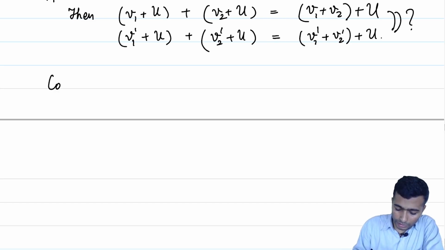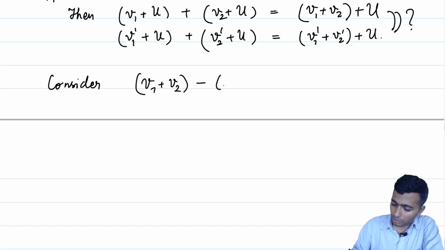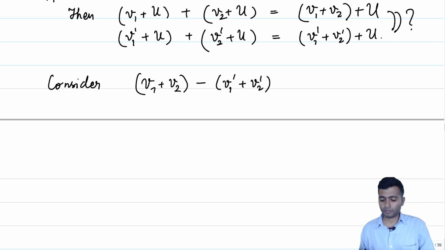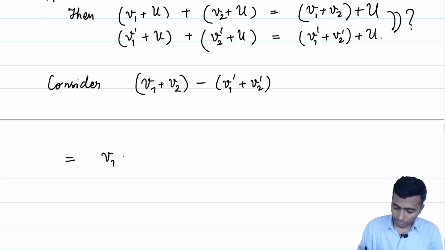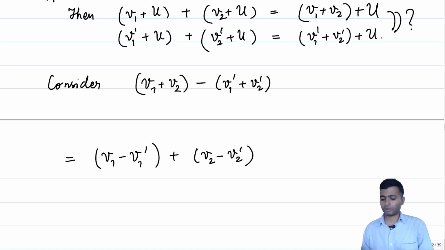Okay, so consider V1 plus V2 minus V1 prime plus V2 prime. This is equal to V1 minus V1 prime plus V2 minus V2 prime. But what was our assumption to begin with? Our assumption was that V1 plus U and V1 prime plus U are the same affine subsets, hence this belongs to U.